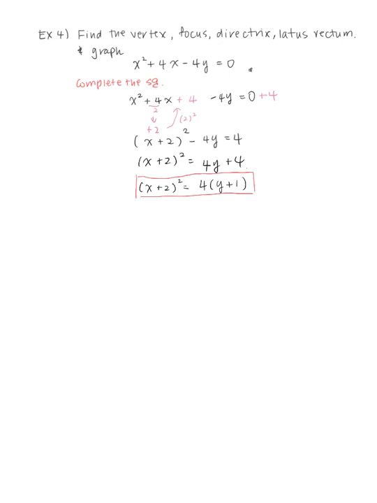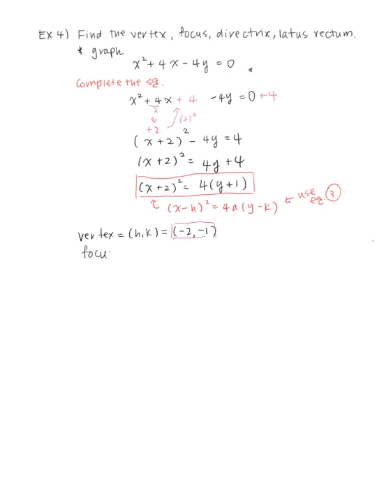So let's look at the formula sheet. This is of the form (x minus h) squared equals 4a times (y minus k). Which equation is that? Is it equation 3? So let's go with the vertex, which is (h, k). In this case we have (negative 2, negative 1).